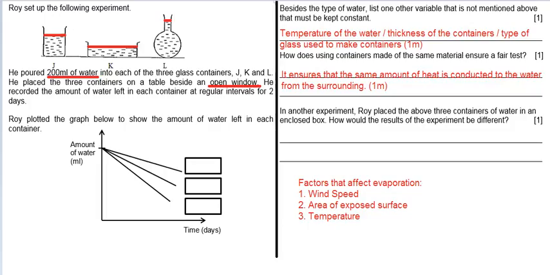Okay, so what would be the difference between an experiment by the window and an experiment in an enclosed box? Okay, so more water will be left in each of the containers because the evaporation will be lower. In that enclosed box, the wind speed will be lesser. When the wind speed is lesser, evaporation is lower. In an enclosed box, the temperature can be lower compared to the open sun. And therefore, when the temperature is lower, the evaporation is lower. So if all the three containers have lower rates of evaporation, that means the amount of water left in each of the containers would be higher.